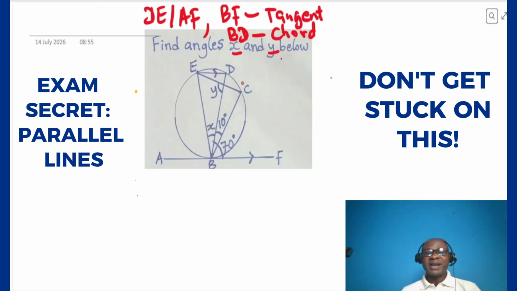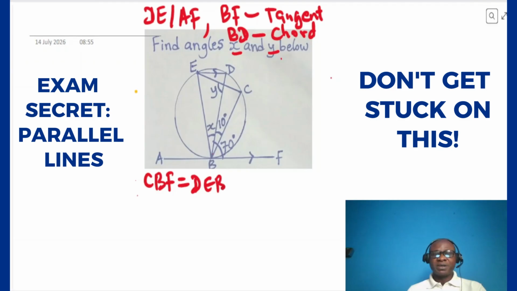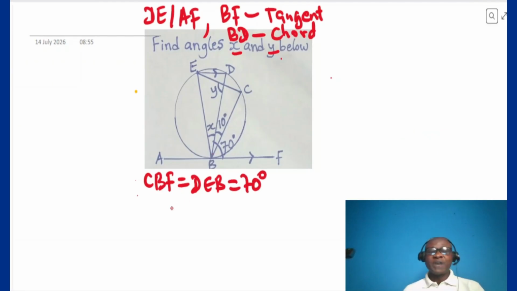That says that the angle between a tangent and a chord is always equal to the angle in the alternate segment. What does that mean? It means that angle CBF is equal to angle DEB. Mind you, angle CBF is equal to 70 degrees. Therefore, two of them are equal.